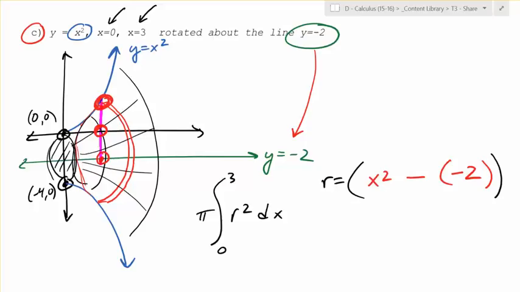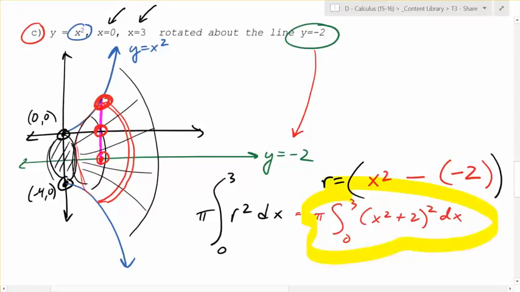Everybody with me so far? So, what do we plug in there? If we want to write it nicely, what do we plug in? So it's going to be pi integral 0 to 3 of (x squared plus 2) squared dx. This would be the integral you would evaluate right there. Yes, Sarah?